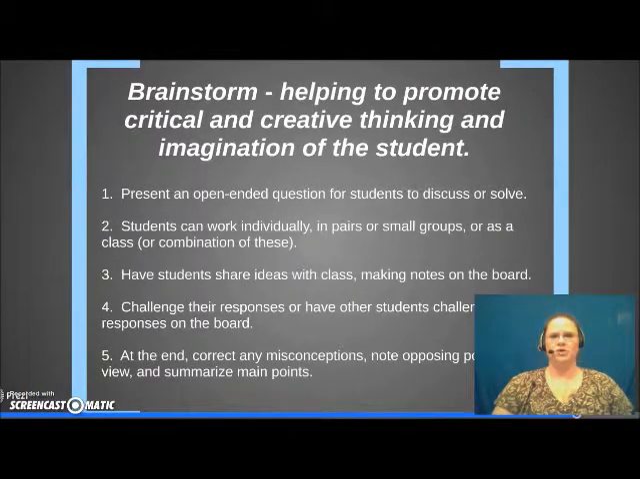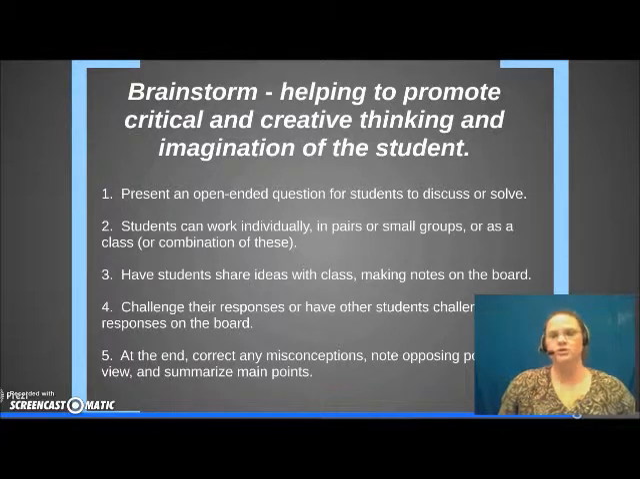The first one is brainstorming, and this is a critical and creative thinking skill. Our suggestion is to present an open-ended question to the students to discuss or solve, and then they can work either individually or in pairs, or maybe a combination of both. Have the students write their ideas down, make notes on the board, make it on graph paper, chart paper, whatever.